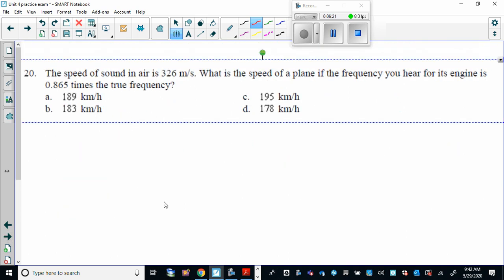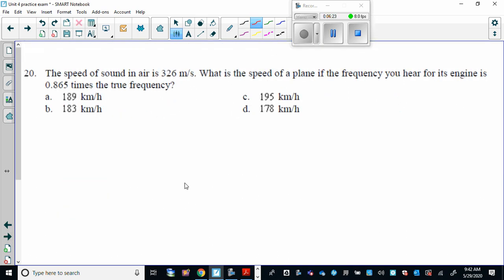C. Number 20. This is another Doppler effect question. The speed of sound in air is 326. What is the speed of a plane if the frequency you hear for its engines is 0.865 times the true frequency?